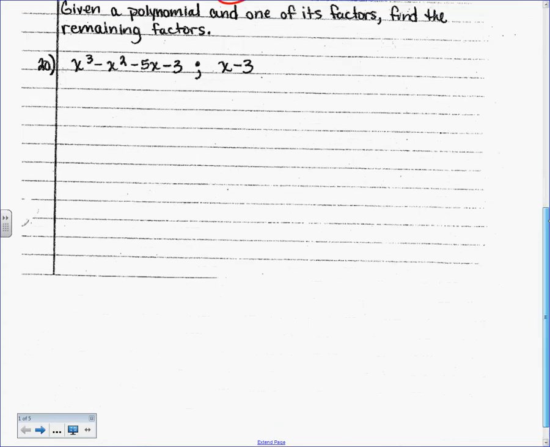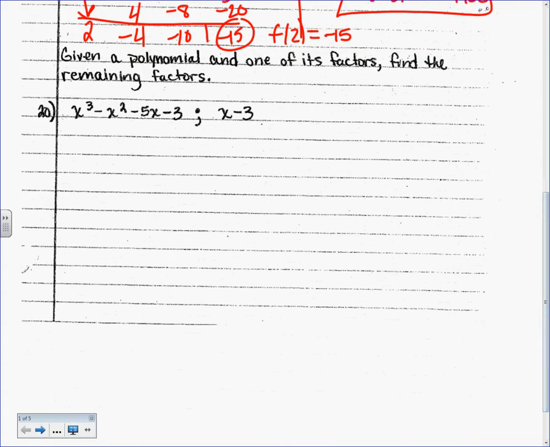Given a polynomial and one of its factors, find the remaining factors. What that means is x minus 3 is a factor of this polynomial. It will go into it evenly. It will have a what remainder? What kind of remainder is it going to have? 0, right? If we don't get a 0 remainder, we messed up. Do you understand that? Okay? So what goes in the box? 3. What goes behind it? 1, negative 1, negative 5, negative 3.